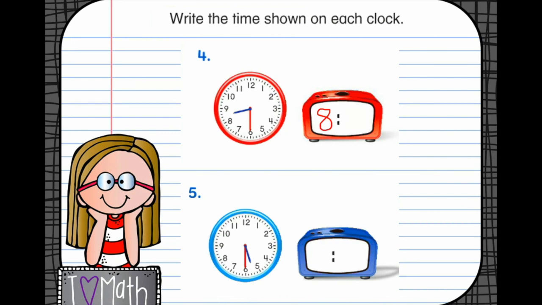Now, my red minute hand, again, it's on that 6. Anytime it's on the 6, that means it's been a half hour or 30 minutes. So the time on this clock is 8:30.